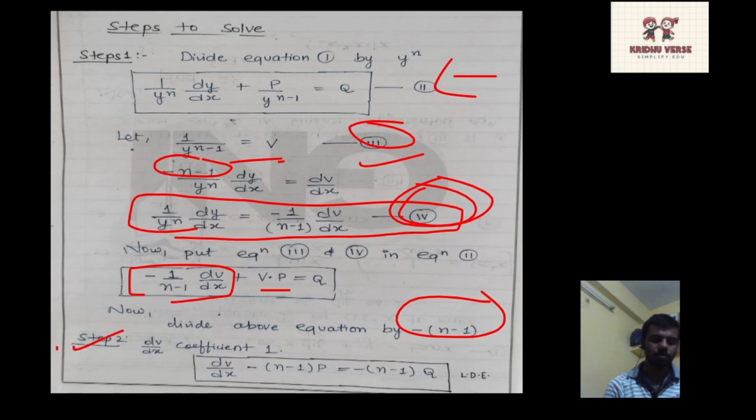Here you see step 2: the dv/dx coefficient equal to 1. So after dividing, what we get is dv/dx plus (1 minus n) p v. Why (1 minus n) p? Because normally while dividing, here it is not divided, here it will be multiplied, since it is already in division now, so we multiply so that the value will go. That's it, we get (1 minus n) p v equal to (1 minus n) q.